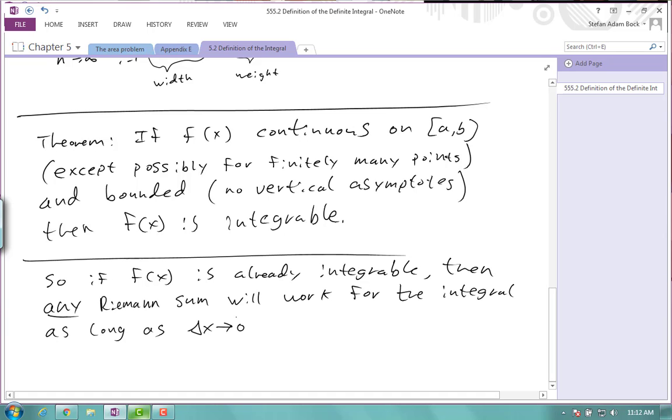So if f of x is already integrable, then any Riemann sum will work for finding the integral as long as the delta x goes to 0. And again, that delta x is the width of the largest subinterval. I can cut it up however much I like, but the parts need to go down towards 0 as long as I end up going to infinitely many rectangles.